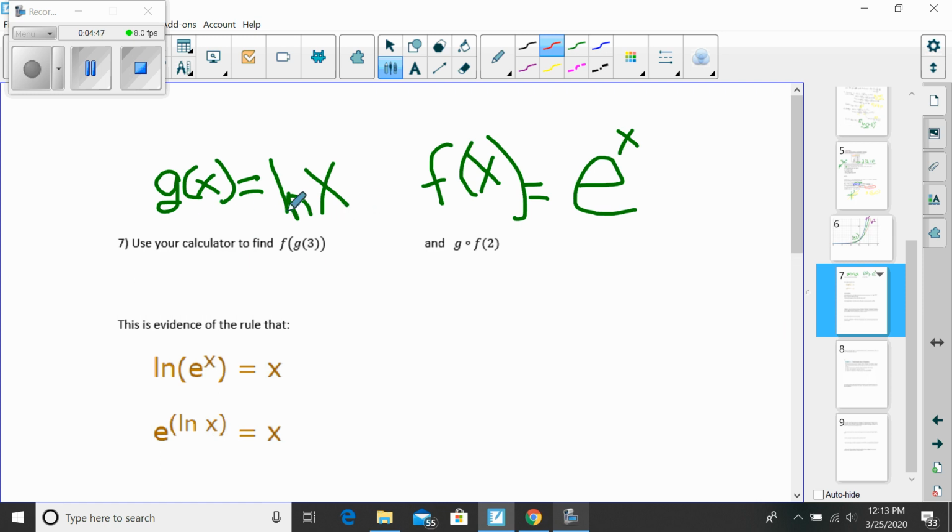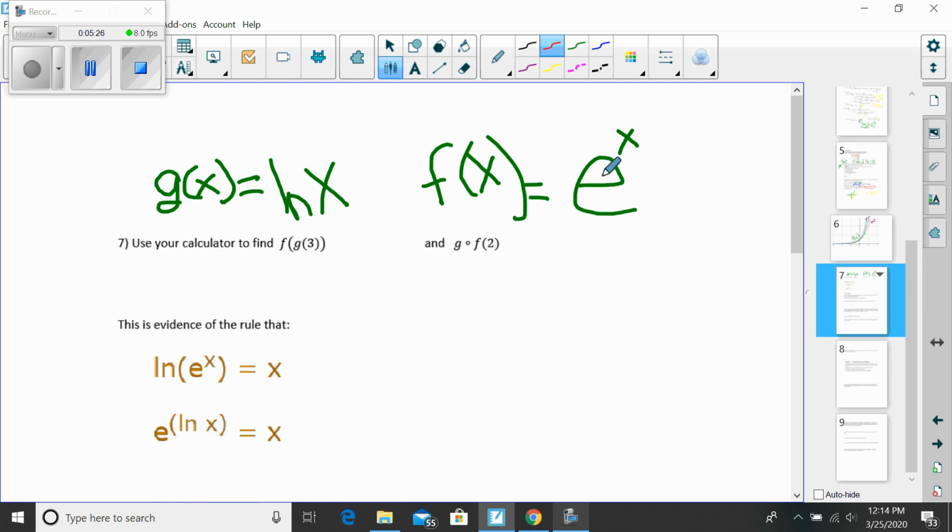If g of x is natural log of x and f of x is e to the x, I want you to take out your calculator and find f of g of x. So plug in 3 here, find the natural log of 3, and then when you get an answer to that, find e to that answer. So pause your video for a minute, and again, purposely I wrote these in both of the notations that you could use for composition, just so that you get comfortable with both notations. But pause the video for a minute.